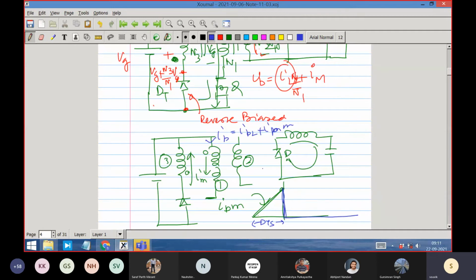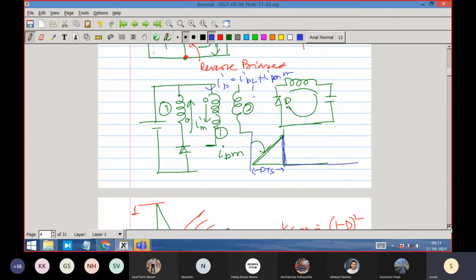So total current was how much? There was some extra current. As I know that this current will be there, that is the load part of the current. You can put it here. Some load part of the current here. Total current is this plus this, right, in the primary.